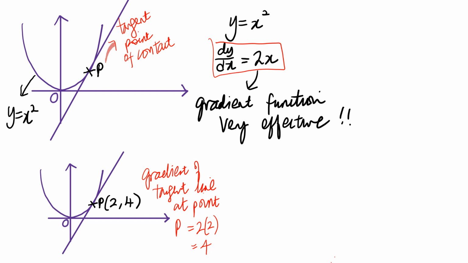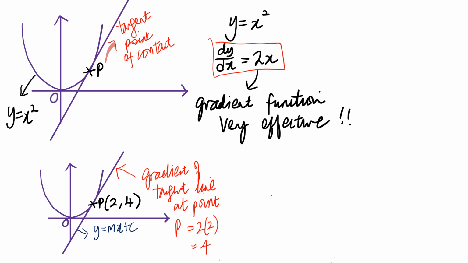So therefore the gradient of that line at point P where x equals 2 is 4. That means the gradient of that line is 4. In other words, do you remember the general form of a straight line equation? The general form is y equals mx plus c.